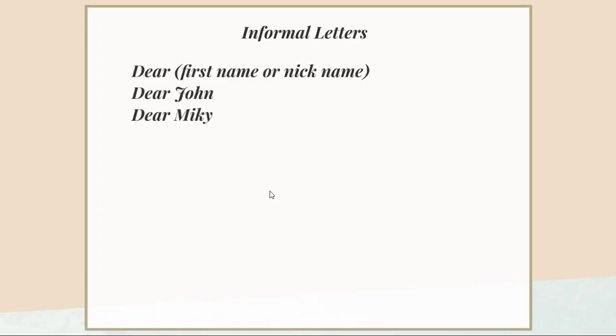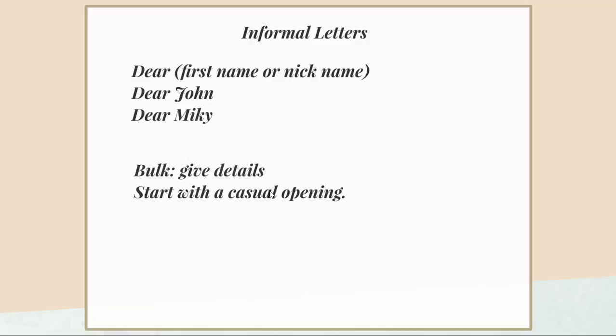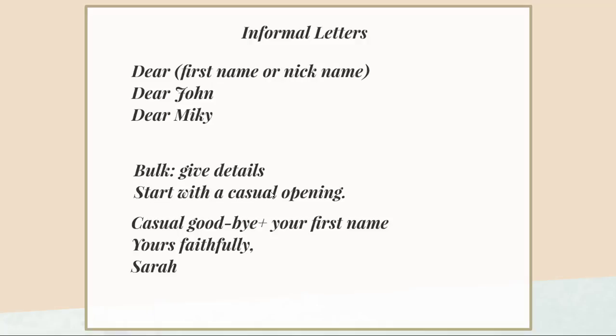Informal letters, you start also with a greeting like dear, but here you can use the first name or nickname. Like, for example, dear John, dear Mikey for Michael. You don't have to say dear Michael because this is a friend. And then the bulk of the letter, the body of the letter, you give also details. You start with a casual opening, something like long time no see, I'm missing you loads, something like this. And then you end in a casual way, casual goodbye, like yours faithfully, and then your first name, Sarah.